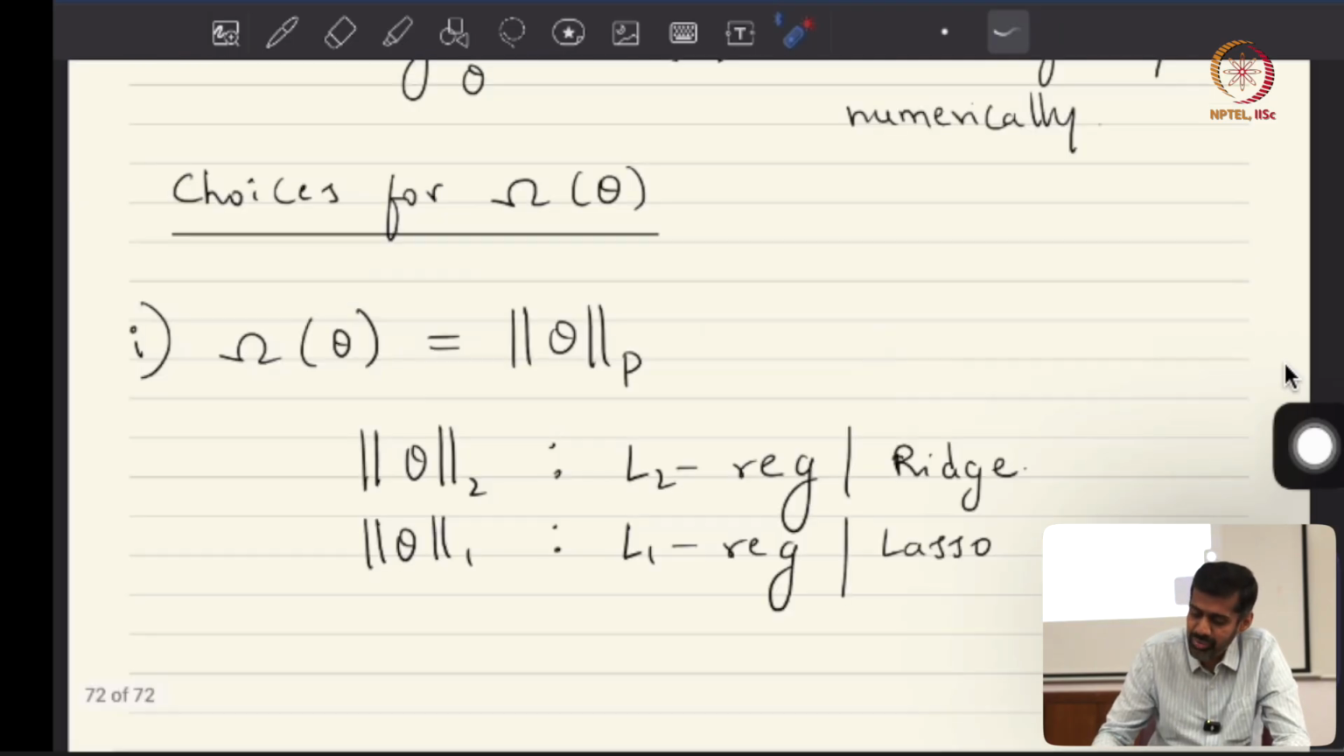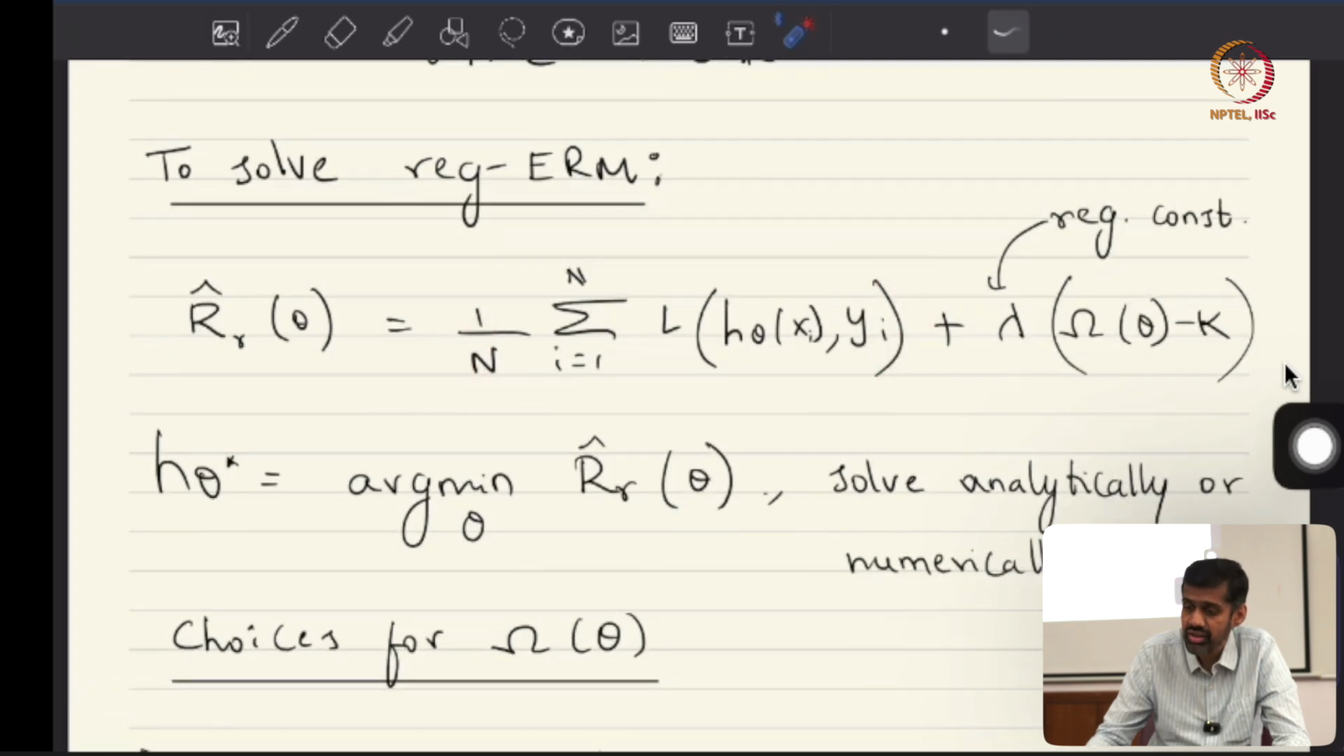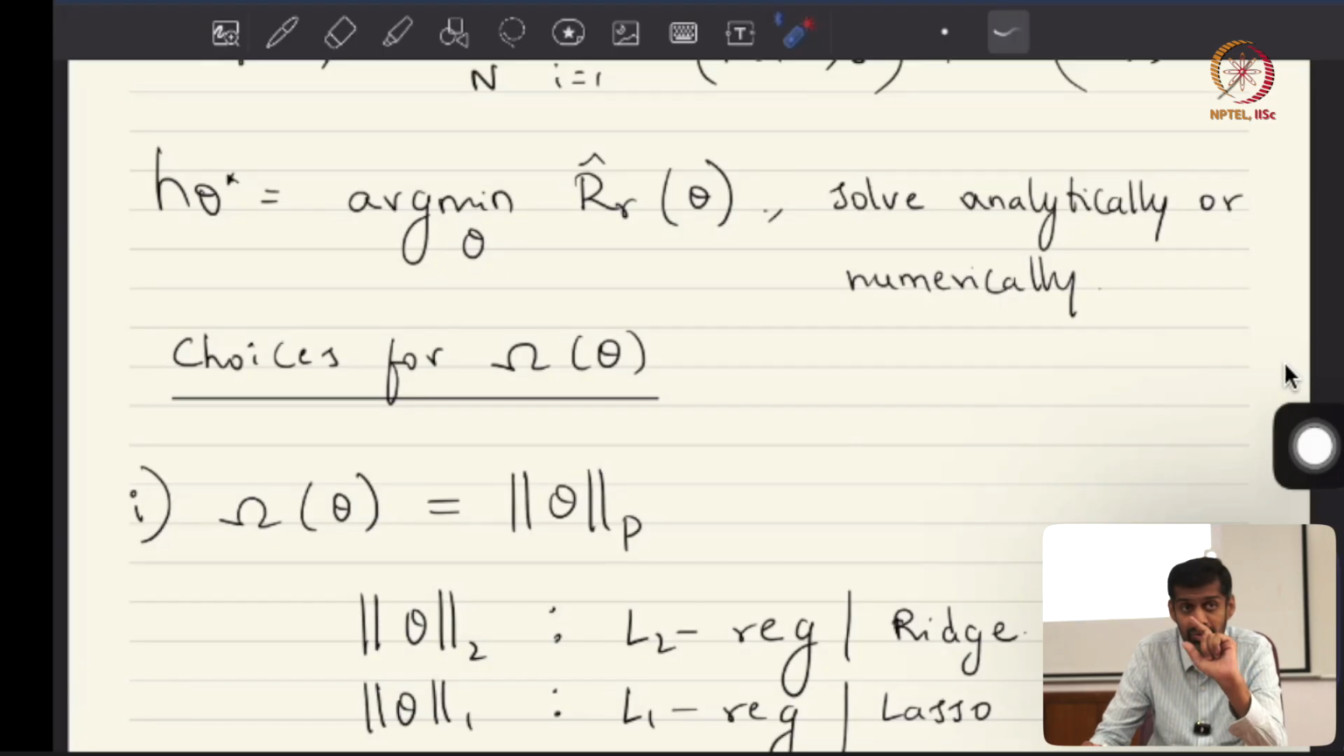Now, what I am saying by putting this penalty here is, not only reduce the empirical risk, but also ensure that you choose the parameters in such a way that the norm of the parameter vector, mind you, the norm of the parameter vector, is reduced. You see what I am saying? What would the regularizer do? The regularizer would say that along with minimizing the empirical risk, you should also minimize the norm of the parameter vector.